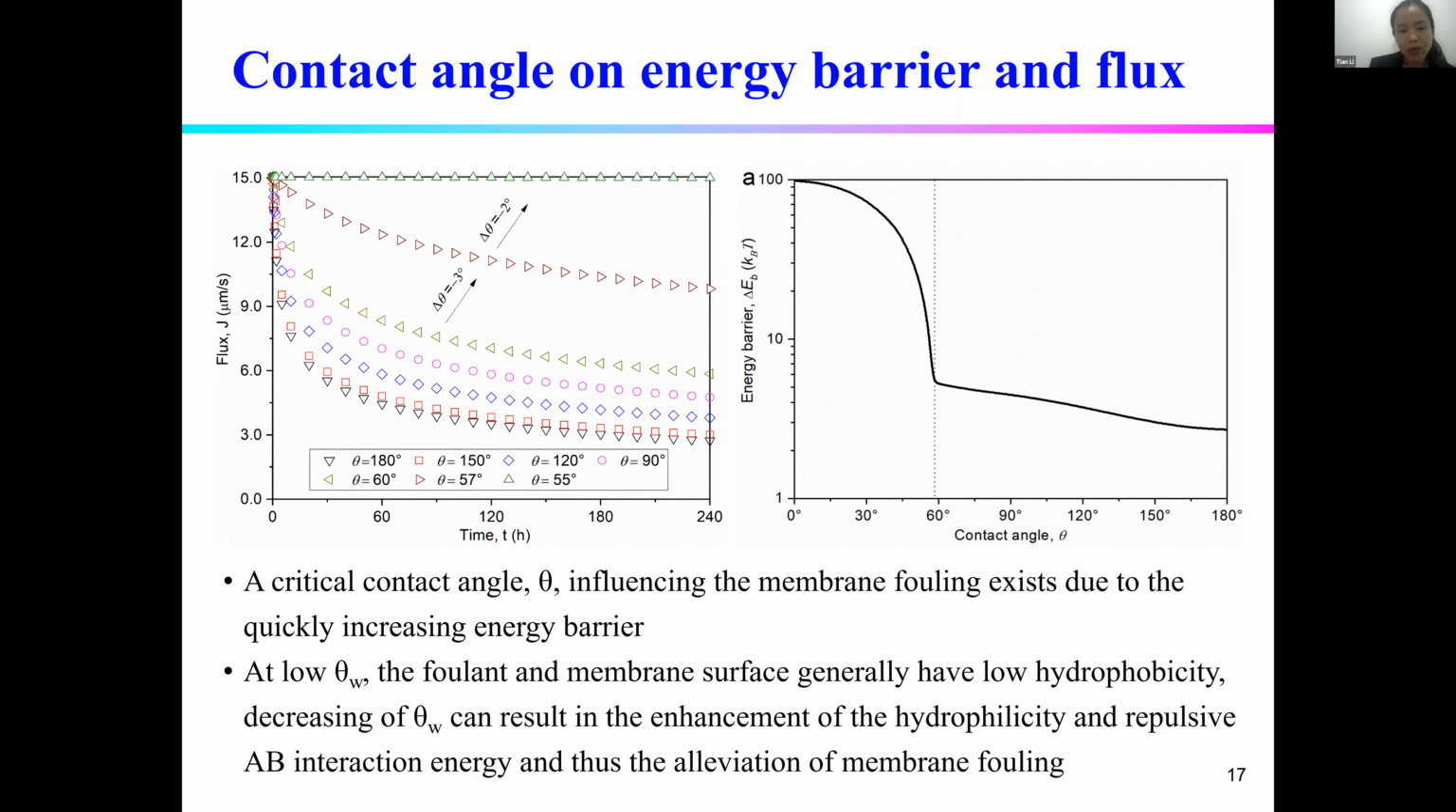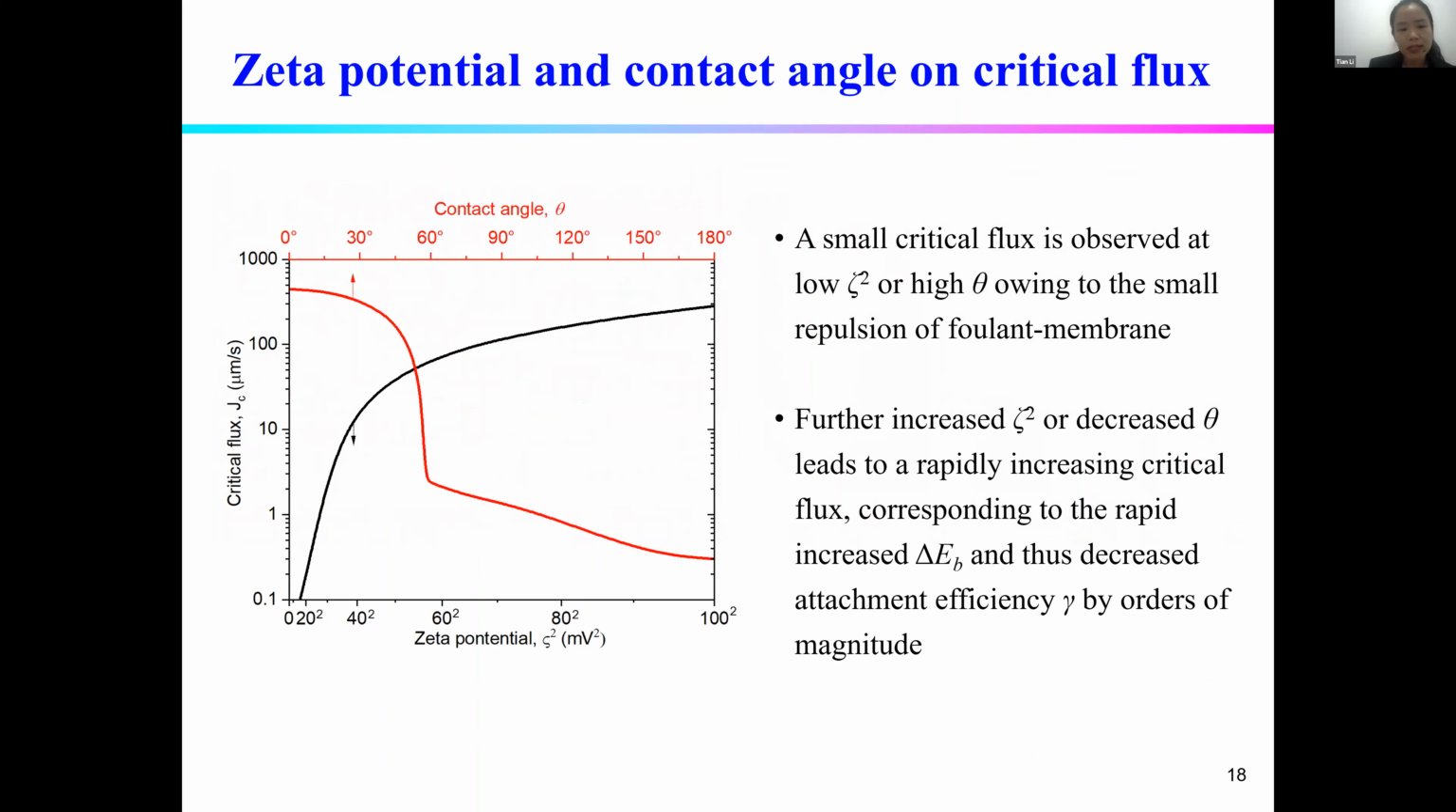And at the low contact angle, the foulant and the membrane surface generally have low hydrophobicity that decreases the contact angle, resulting in the enhancement of the hydrophilicity and repulsive AB interaction energy, and thus the elevation of the membrane fouling. To summarize, we can see the relationship between the zeta potential, contact angle, and the critical flux.